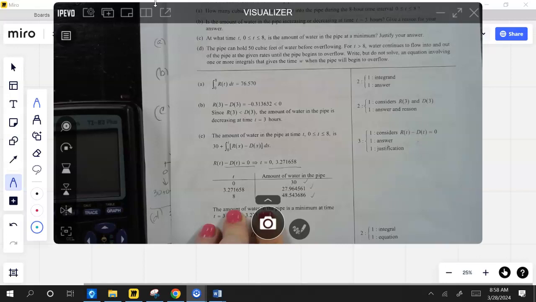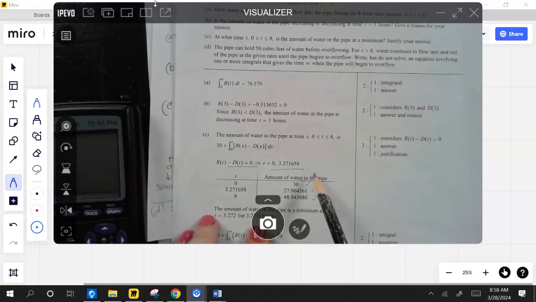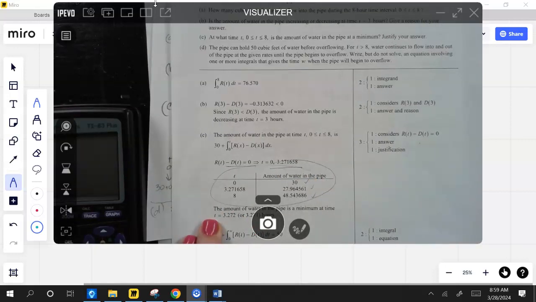I would say probably yes for your answer, but not the justification. I'd give you one of the two. If you did it correctly, I'd probably give you 2 out of 3. This is the justification, finding the value. Oh, R of t minus D of t equals 0. That's 1 point. 1 point for the answer and 1 point for the justification.